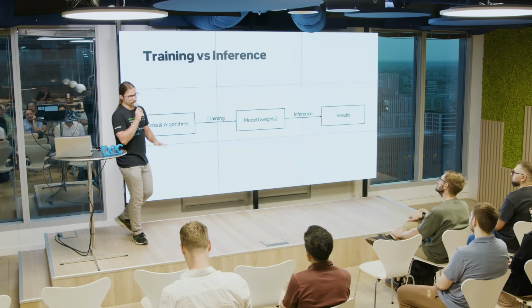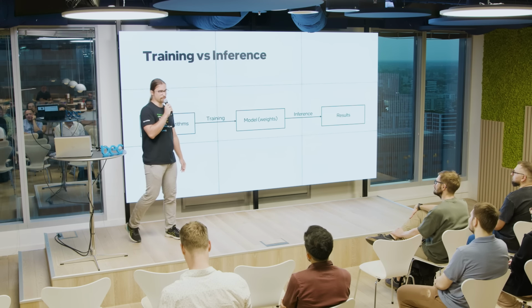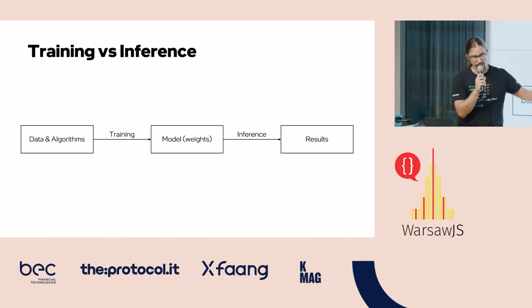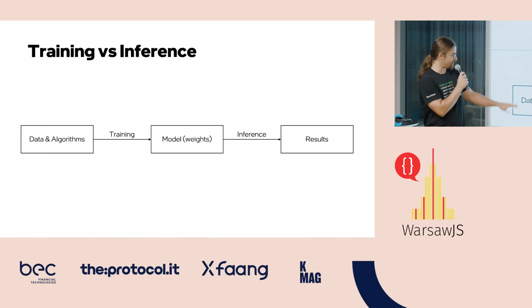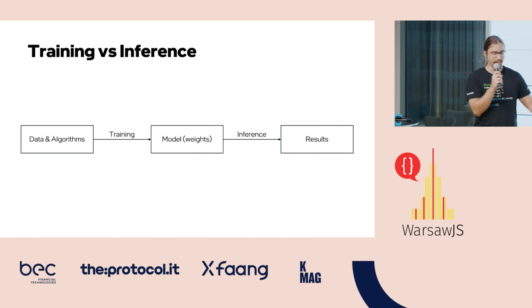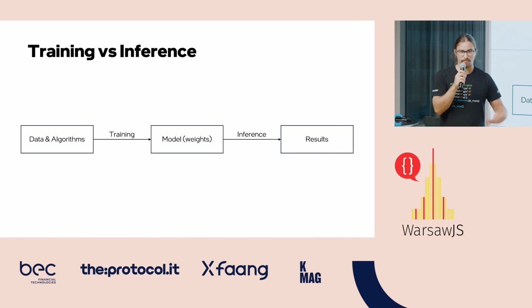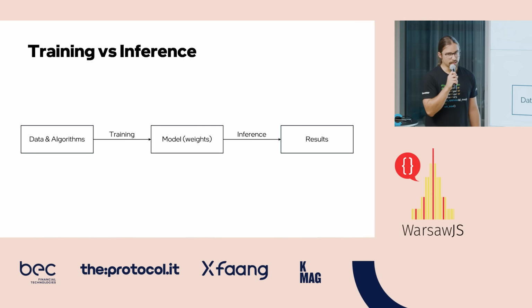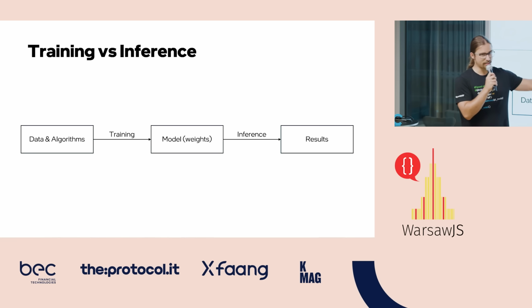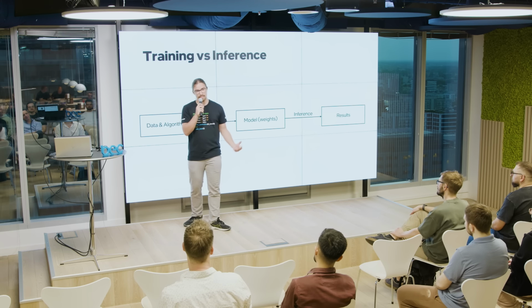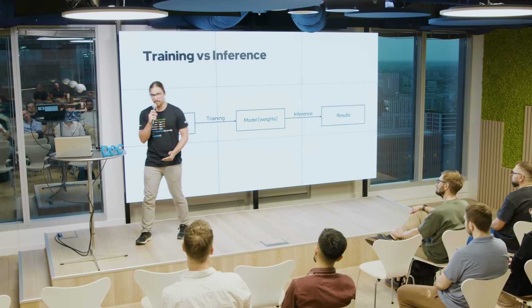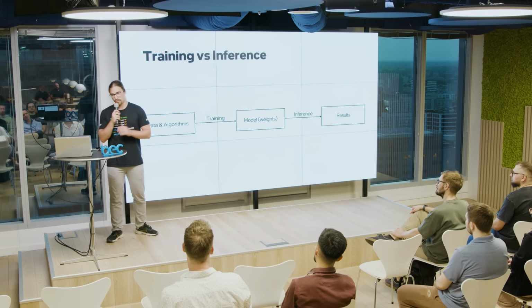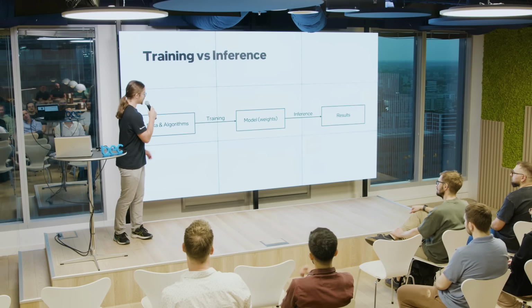Okay, so first of all, I bet many of you know the difference between training and inference. First, when we have data and algorithms, we do training to create a model. A model is, in case of neural networks, usually weights. And later, when we have the trained model, we can conduct inference to get results from our input, from our prompt, from our input image, or whatever is the model's purpose.